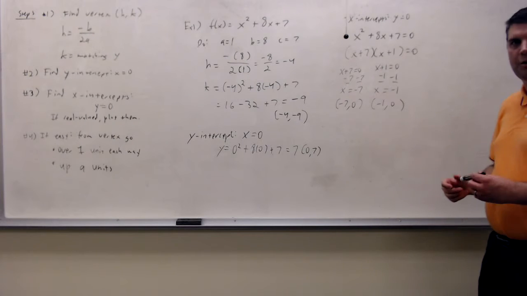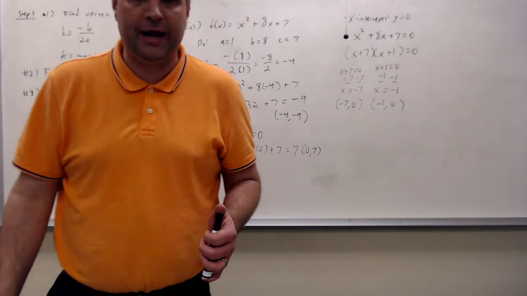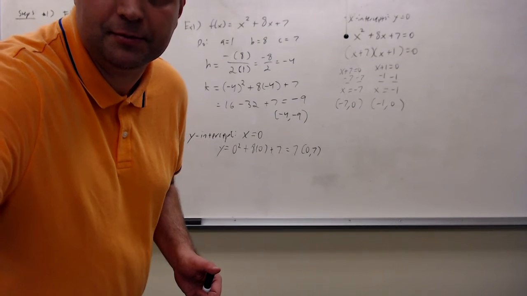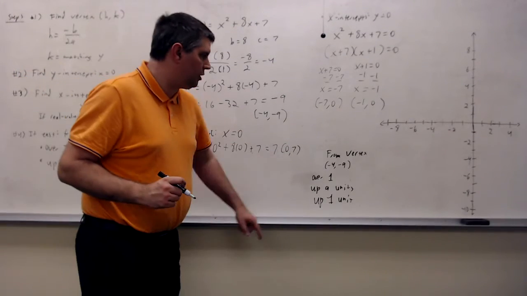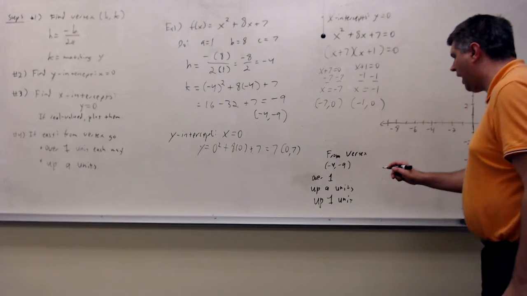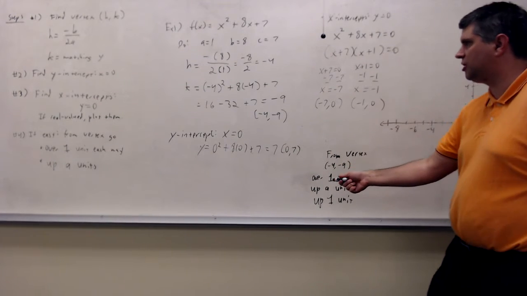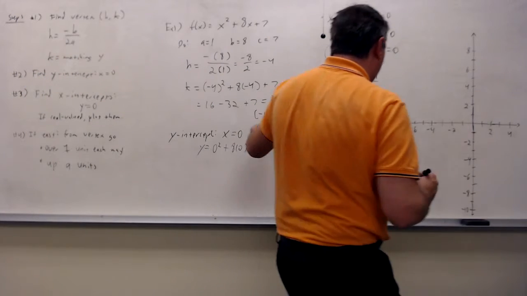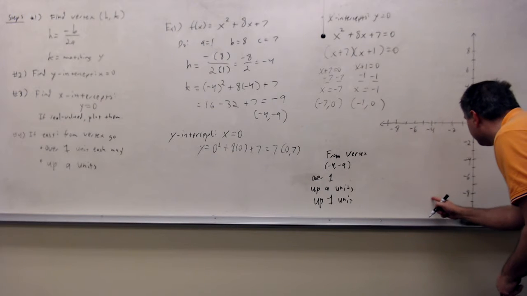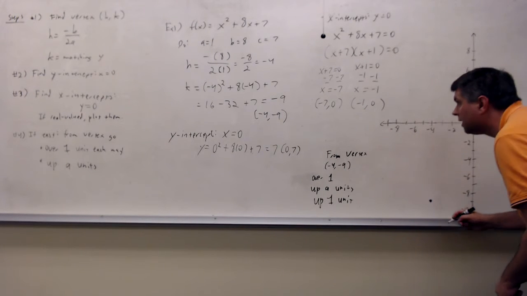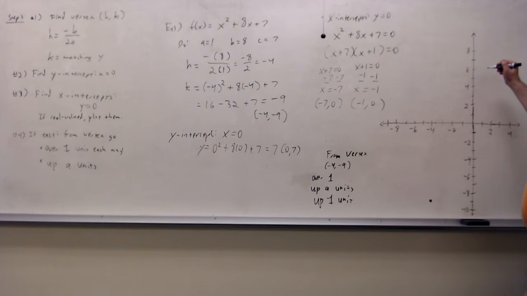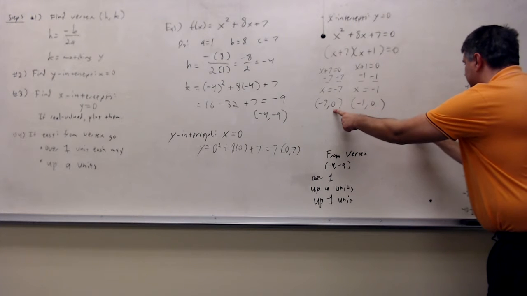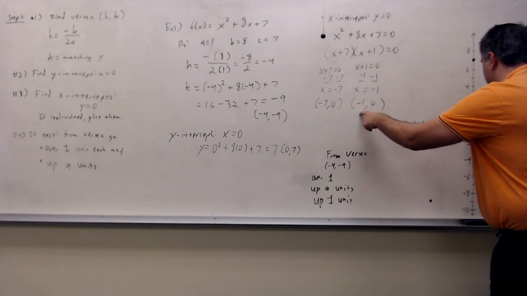important points. So at this point, I'm going to pause this, create a grid, and plot the sketch. As you can see, I went ahead and drew a grid. I also went ahead and added these instructions to go with number 4. So first I'm going to start with the points I'm given. The vertex is the low point, negative 4, negative 9. And the y-intercept is 0, 7. And my x-intercepts are negative 7, 0, and negative 1, 0.